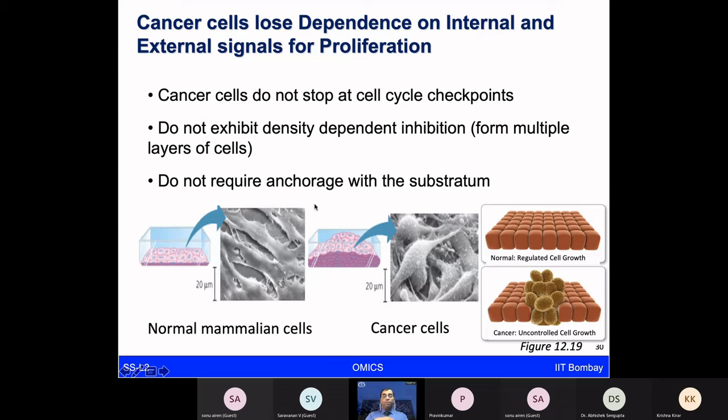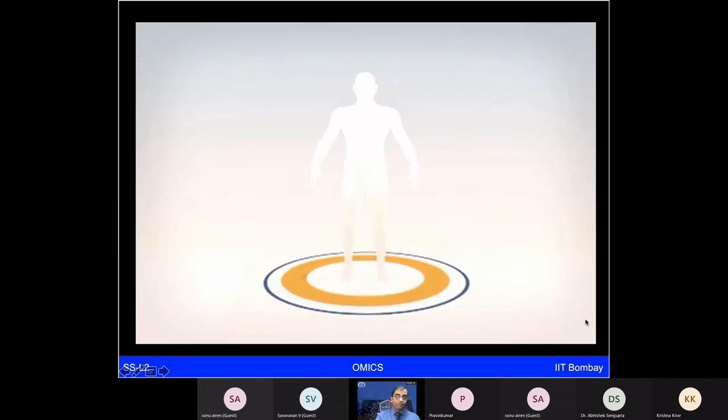Also, they can move from one place to another, so they do not require any specific place to adhere to before growth can happen. They can move from one place to another and still continue to grow. So these are the things which make cancer cells very specialized, and they are not obeying the normal cell cycle rules, and that's why it creates a lot of issues. This image shows that if the cell was growing normally like this, but now if the cell is growing as a cancer cell, it is forming multiple layers. It is not obeying any density rule, not obeying any cell cycle regulation rules, and forming the tumor mass.